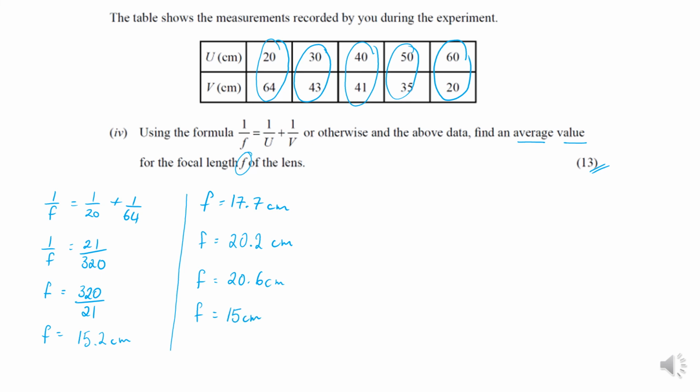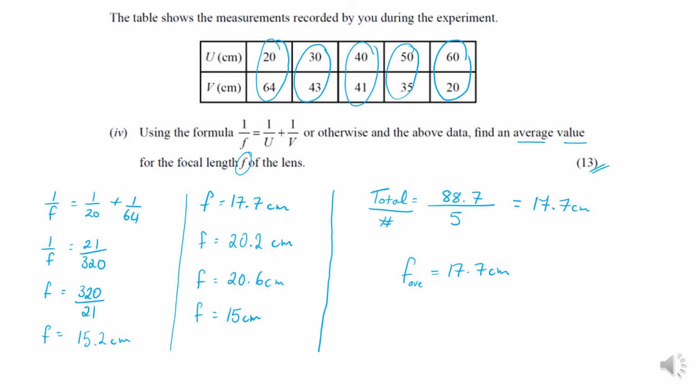Now the question asks us to calculate an average value of f. So we have 5 values. We're going to add them all up and then we'll divide by 5. So the total that I got was 88.7 when I added all 5 f's, and we have to divide by how many? Let's divide by 5. And I got 17.7 centimeters. So the average f equals 17.7 centimeters.